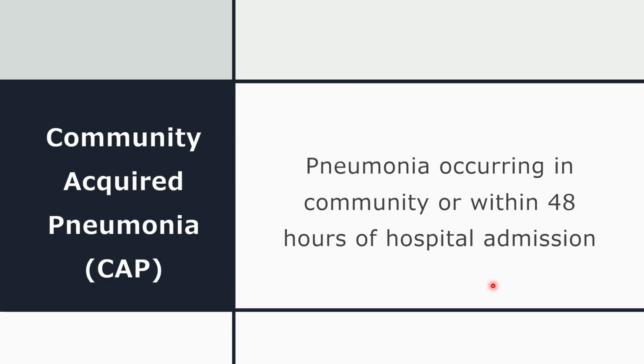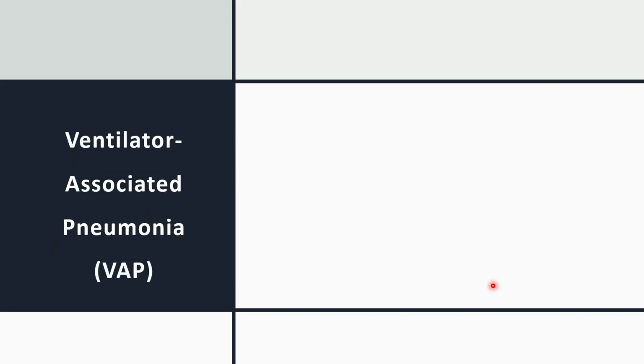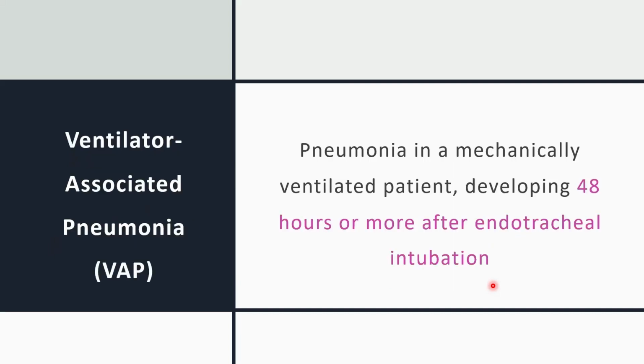Pneumonia can be of variable presentation. Community acquired pneumonia means the pneumonia which occurs in community or within 48 hours of admission in the hospital. Hospital acquired pneumonia occurs after 48 hours have passed since the hospital admission. And ventilator associated pneumonia is that pneumonia when a patient is started on mechanical ventilation and after passing 48 hours, they develop signs, symptoms of pneumonia.